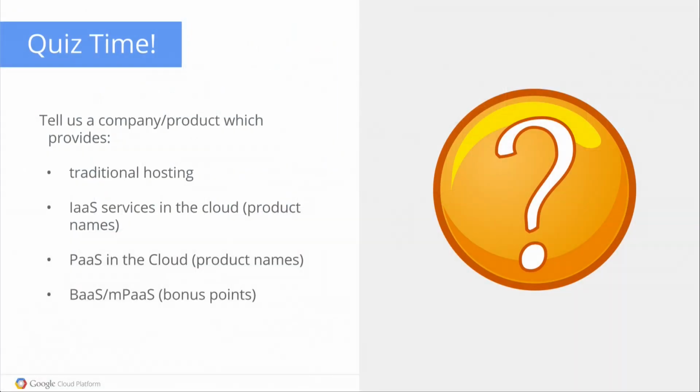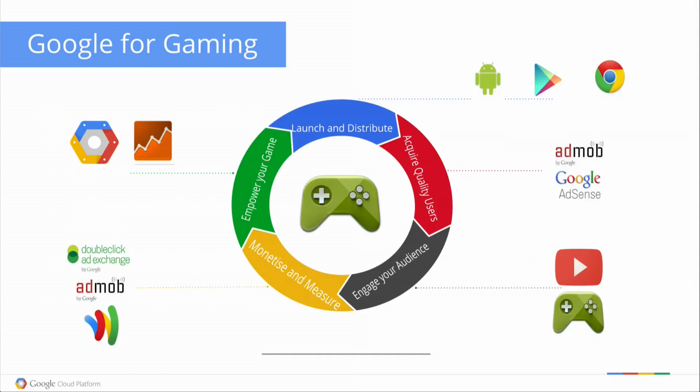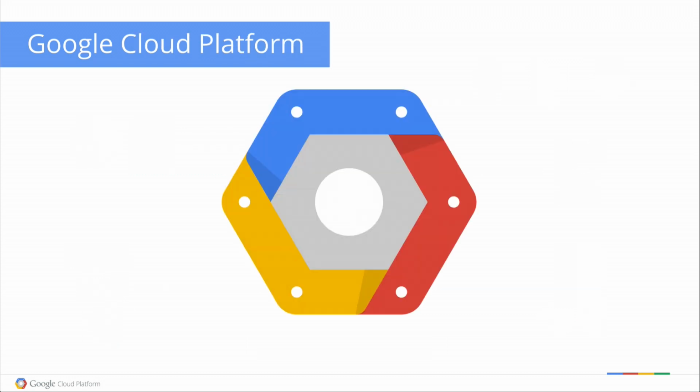So there's a quick quiz for you. Which company offers traditional hosting, infrastructure as a service in the cloud, platform as a service in the cloud, and backend as a service, and mobile platform as a service? So that's us. We offer all of those services. And again, I think you're going to go through all of these today quite a number of times. You're going to see this kind of circle. You're going to see things like AdMob, the Android Play game services, Chrome Web Store, More Play services, AdMob, DoubleClick Exchange, Google Cloud Platform, and Analytics. These are all the things that we offer in order to build up a gaming experience.